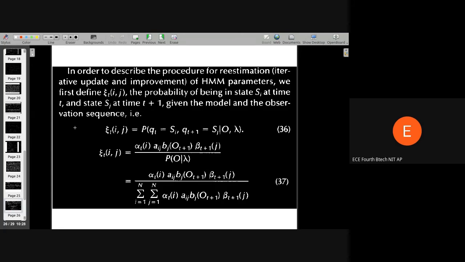Now we need another variable, zeta t i j. What is it saying? We know that at a particular time t, the state is i. Then at the next time instant t plus 1, the state is j. So we need this, given the full set of observations o1, o2 to o T.